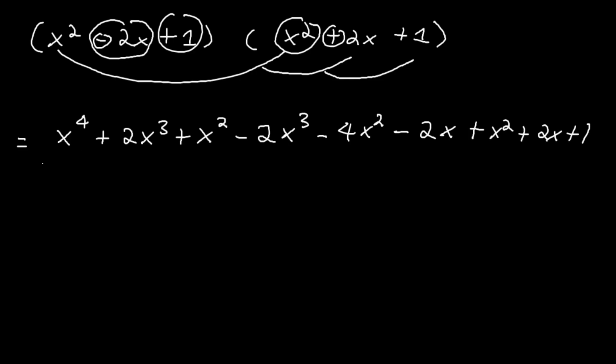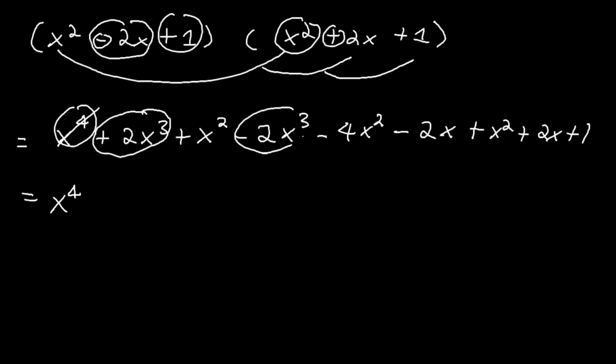Let's go ahead and look for like terms. So x to the fourth power. We don't have any other term that has x to the fourth power, so this will be just x to the fourth power. Next, let's find a like term, x to the third power and negative 2x to the third power. These will cancel. 2 minus 2 is 0.